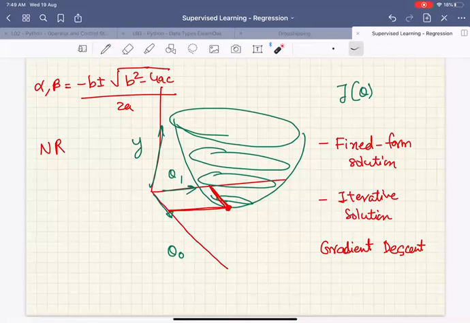There is one more reason why someone, even when there is a fixed form equation, would not want to use the fixed form equation and would go for an iterative method like this. The reason is that even though I have the answer, evaluating this answer takes a lot of time. Evaluating this fixed form answer takes a lot of time. So in this case, this idea is not very clear.